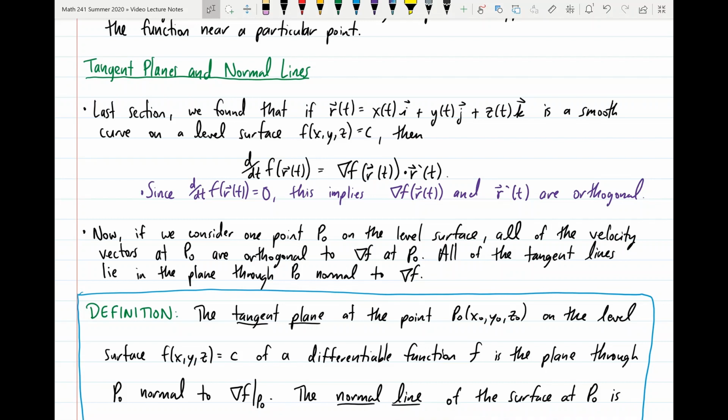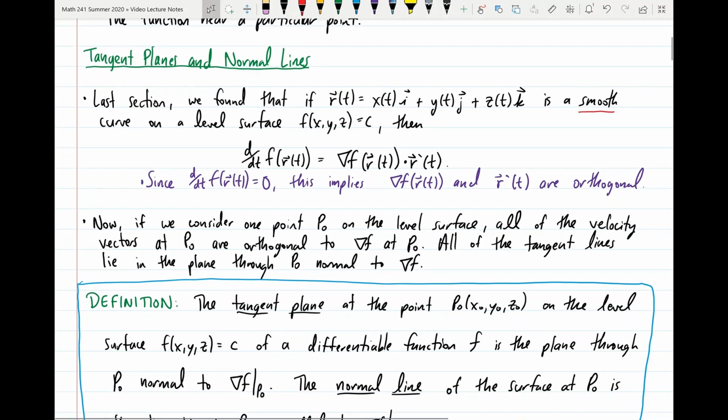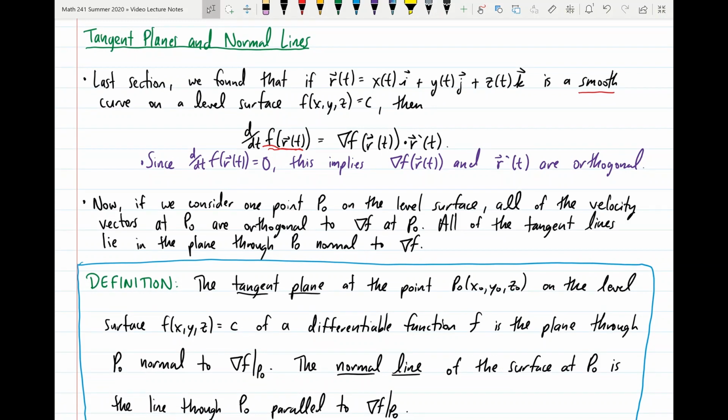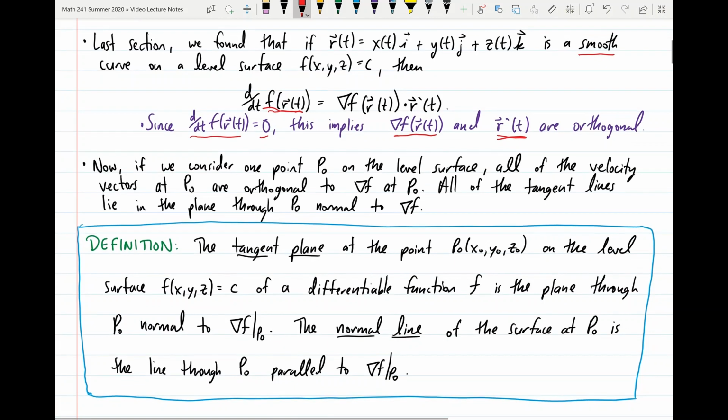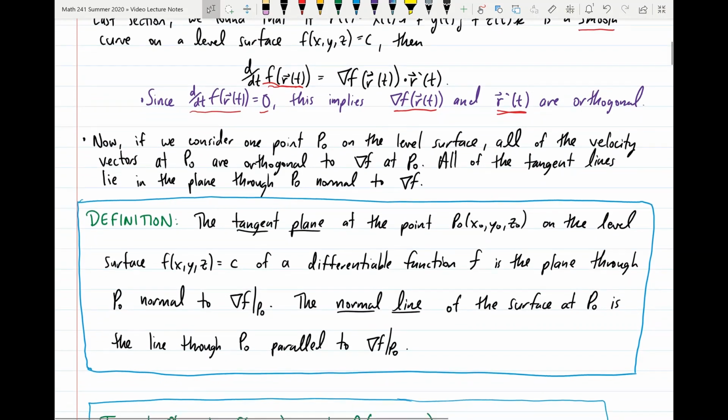So at the end of last section, we found that if I have a curve r in space, in particular a smooth curve, and it goes on a level surface, f of x, y, z is equal to some constant c, then the derivative with respect to t of f of r of t, where again r of t is my curve, is equal to the gradient of f of r of t dot product with r prime of t. So again, we developed that at the end of section 14.5, and since f of r of t is going to be equal to that constant c by assumption, the derivative of f of r of t is going to equal 0. And this implies that the gradient of f of r of t and r prime of t are going to be orthogonal at all points on this level surface, f of x, y, z is equal to c. So again, we developed all of these facts at the end of the last video.